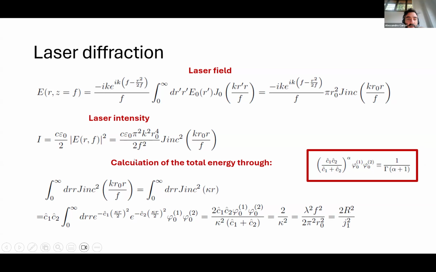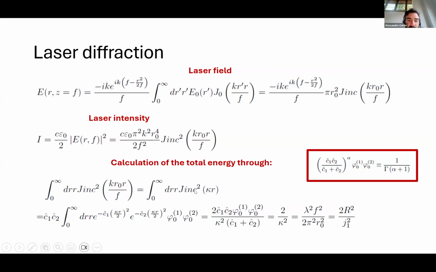This is the application of the Jinc function. Once we know this is the expression for the laser intensity, the intensity being the energy per unit time and unit surface, we can also calculate something related to the total energy, because we can try to calculate the integral of this squared Jinc using the Umbral method.